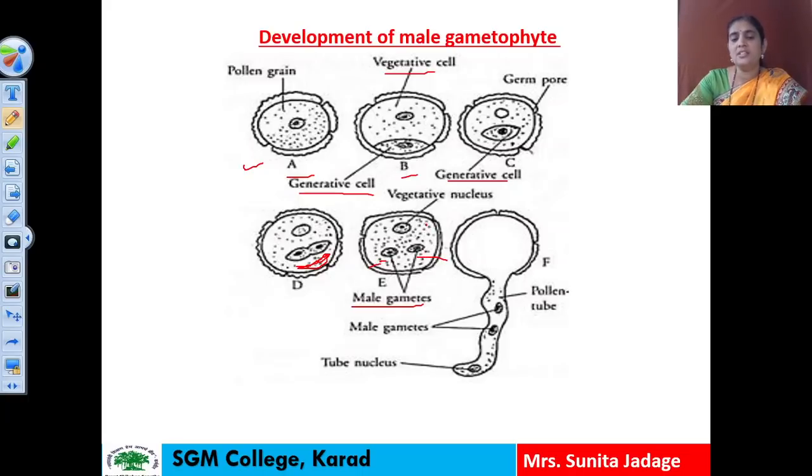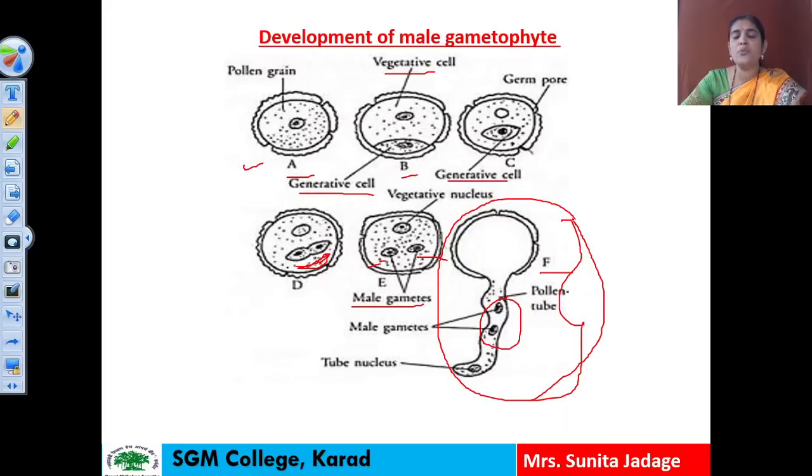Sometimes these gametes are produced after pollination on the stigma. So there the male gamete formation is taking place in the pollen tube. So in this way, the structure which is present in the F stage, this is the F stage, is the structure of the male gametophyte which is formed in the angiospermic plant.